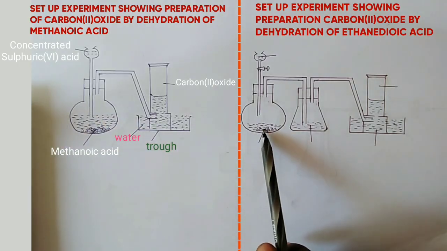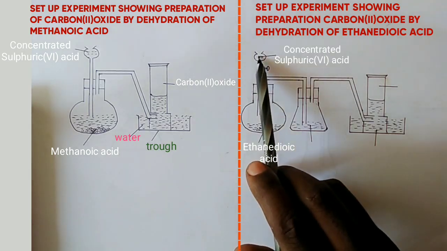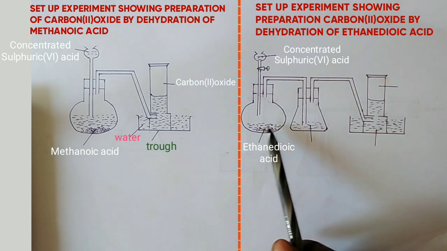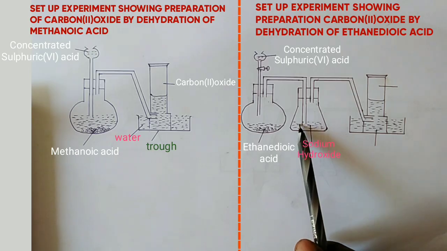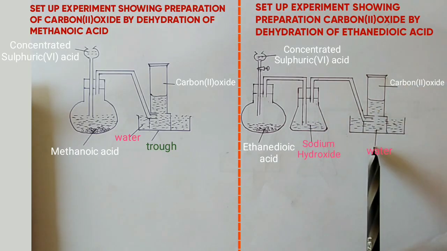Here you place ethanedioic acid, and you place concentrated sulfuric acid, which runs inside here. It forms two gases, carbon-4 oxide and carbon-2 oxide. The gases are passed through concentrated sodium hydroxide to remove carbon-4 oxide. Then the remaining carbon-2 oxide is collected by the over water method here. So this is carbon-2 oxide, and this one is water here.